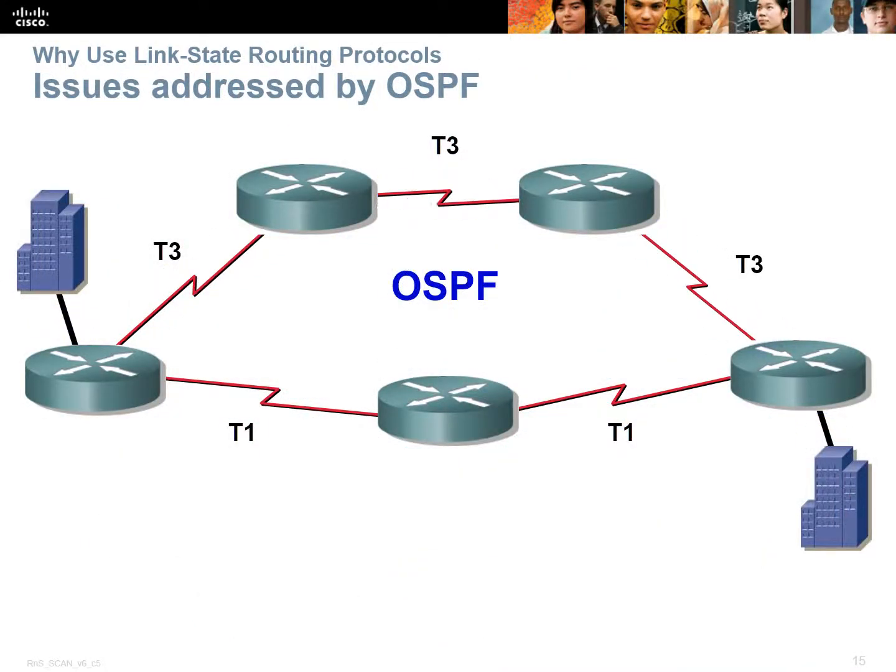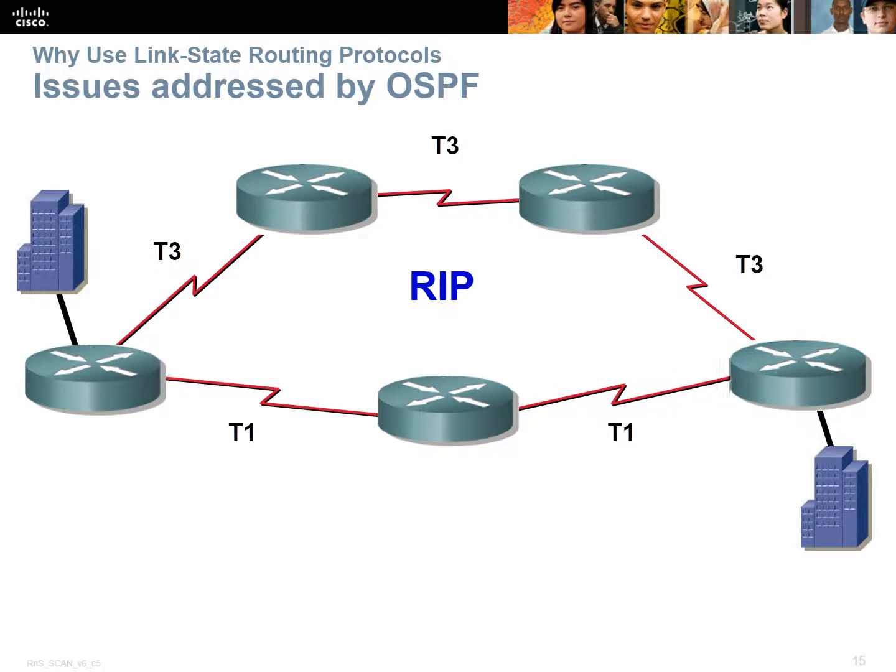OSPF cares about cost, and that cost is a representation of bandwidth. So in this scenario, we have the T3 links that are fast, and we've got 2 T1 links that are slow. OSPF recognizes the speed of the links and says, you know what, I'm going to choose the faster path. Yes, it's more routers to go through, but it's faster.